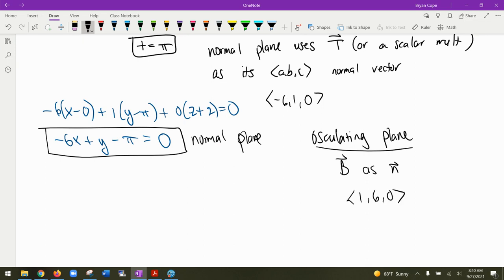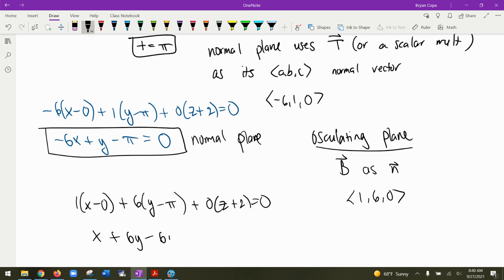So same deal, we're going to go 1 times x minus 0 plus 6 times y minus pi plus 0 times z plus 2 equals 0. That gives us x plus 6y minus 6 pi equals 0. Let me check that with the solution manual. x plus 6y, yeah, perfect.